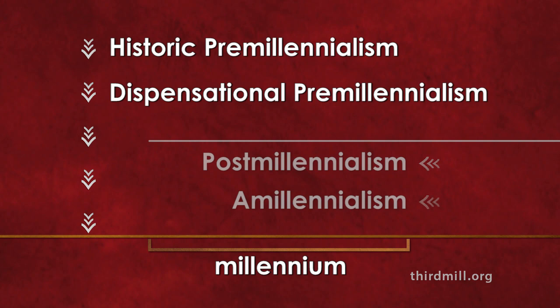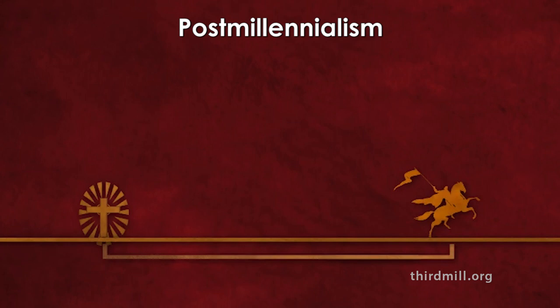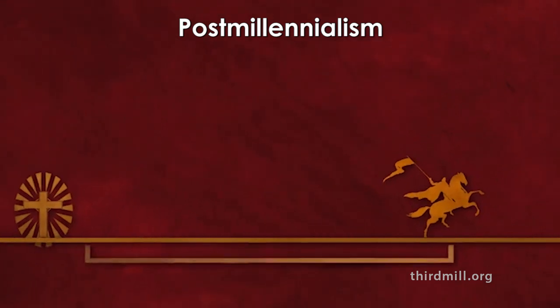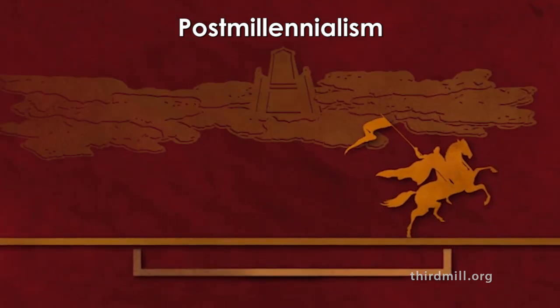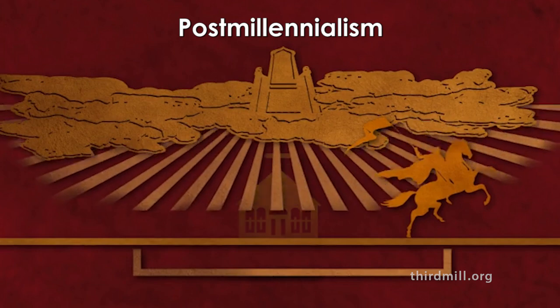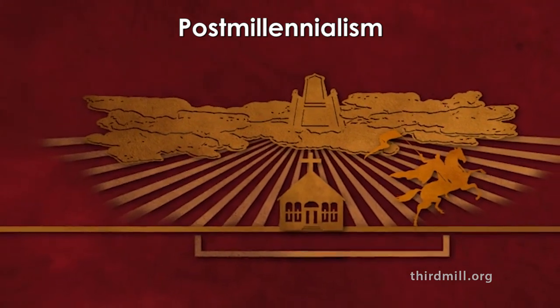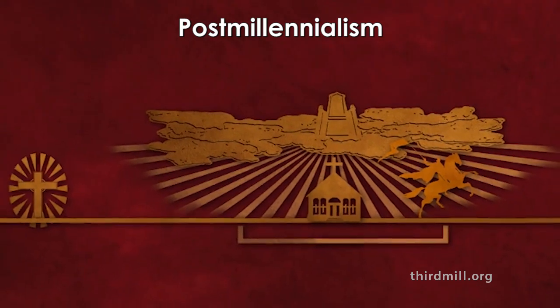In contrast with historic and dispensational premillennialism, postmillennialism teaches that Jesus will return after the millennium. The millennium itself is thought to be either the entire period between the first and second comings of Christ, or the last 1,000 years before his return. In either case, during the millennium, Jesus rules from heaven through his earthly church, and his kingdom progressively expands to cover and improve the entire earth.